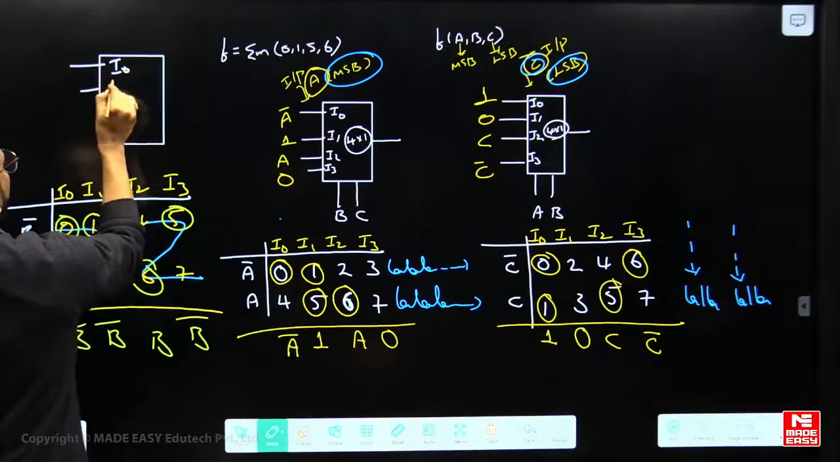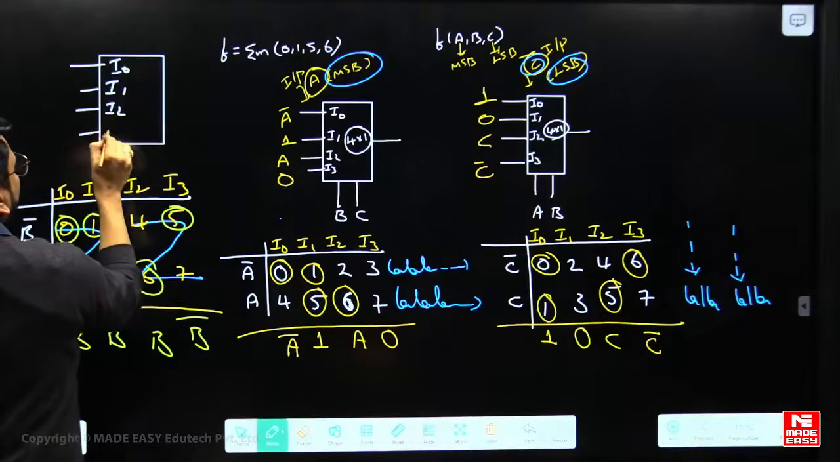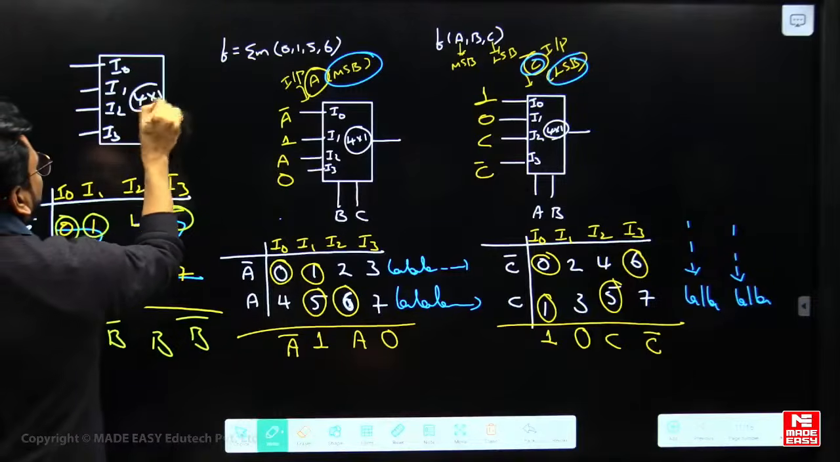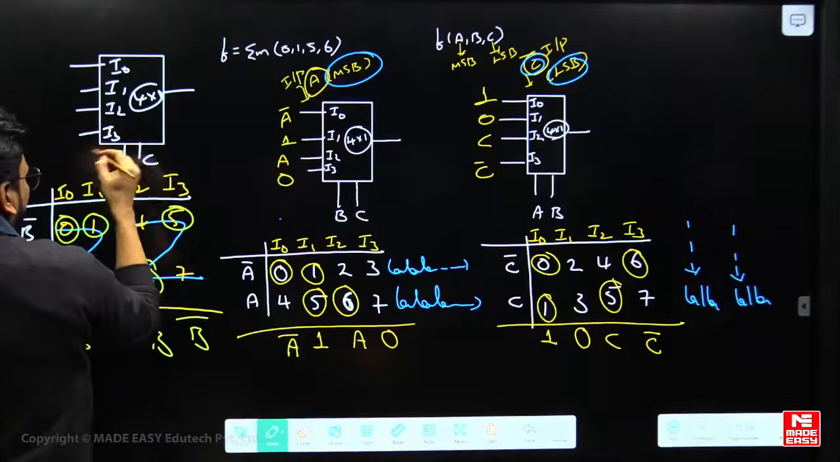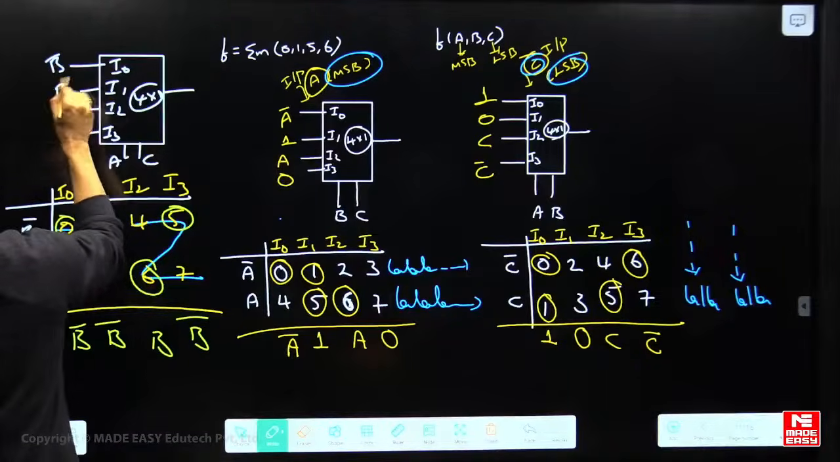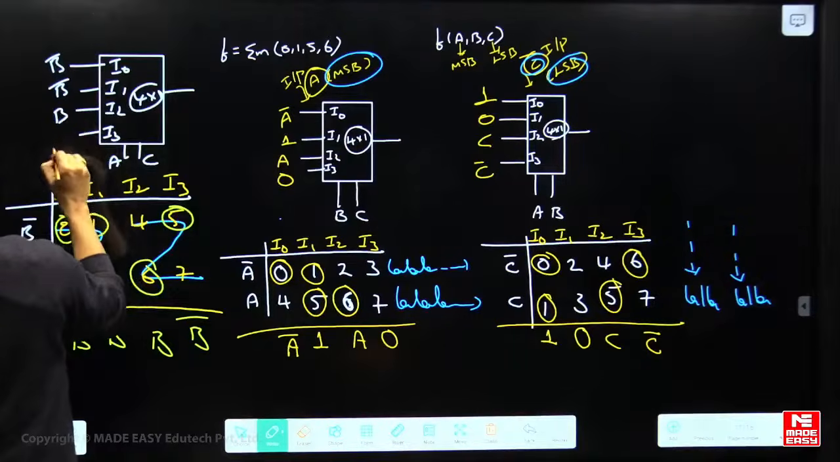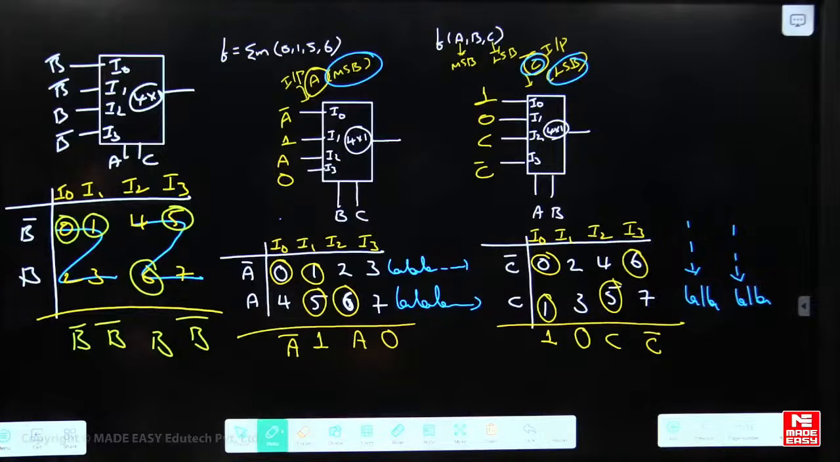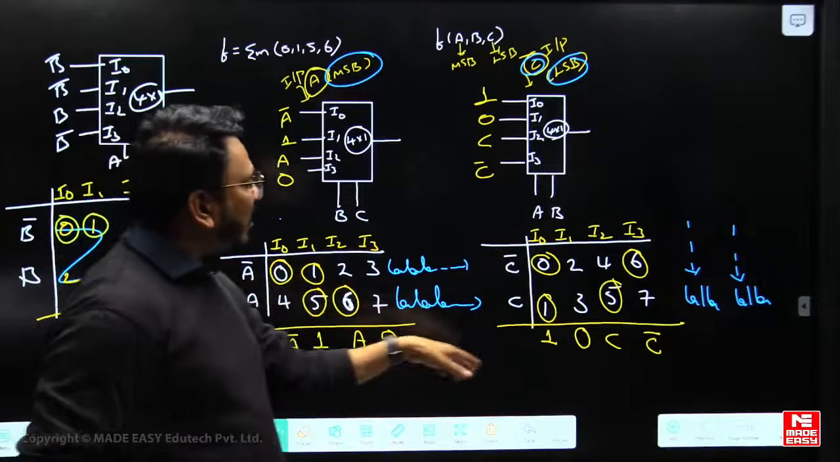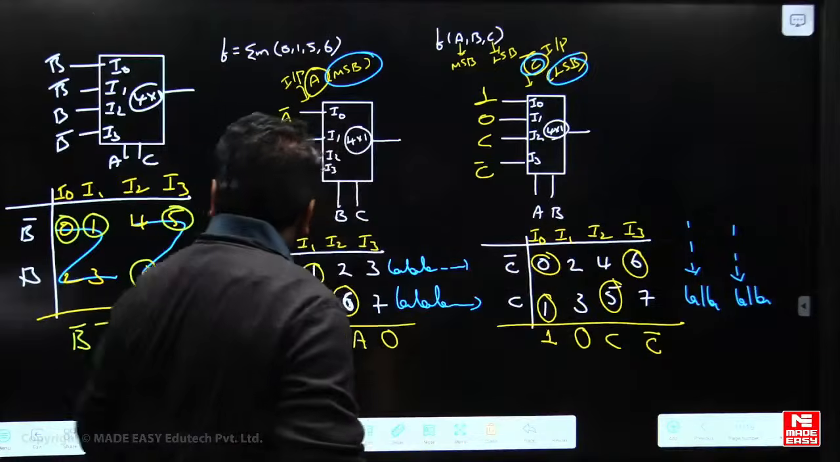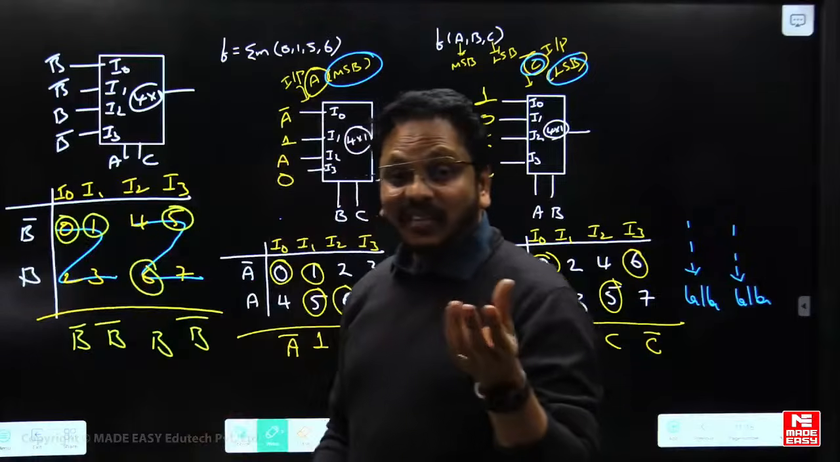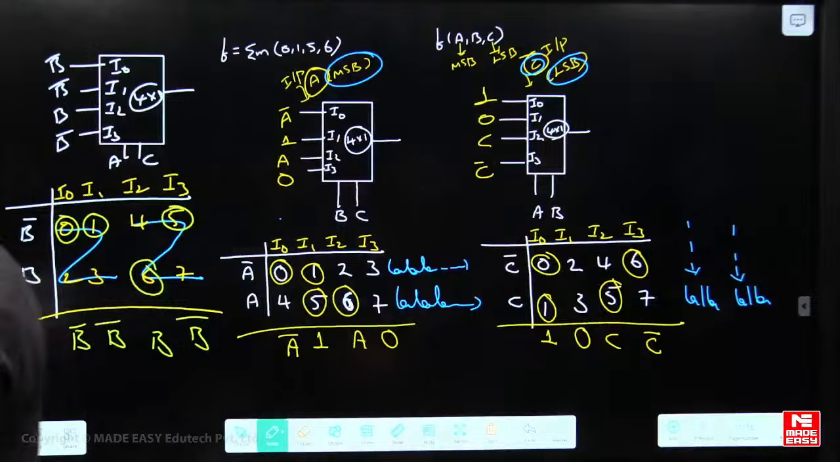This is I0, I1, I2, I3 for that 4 by 1 mux when it is of AC. Here we have to write B bar, B bar, B bar, like that. Got it? This is the way you can apply the short techniques to remember. Got it?